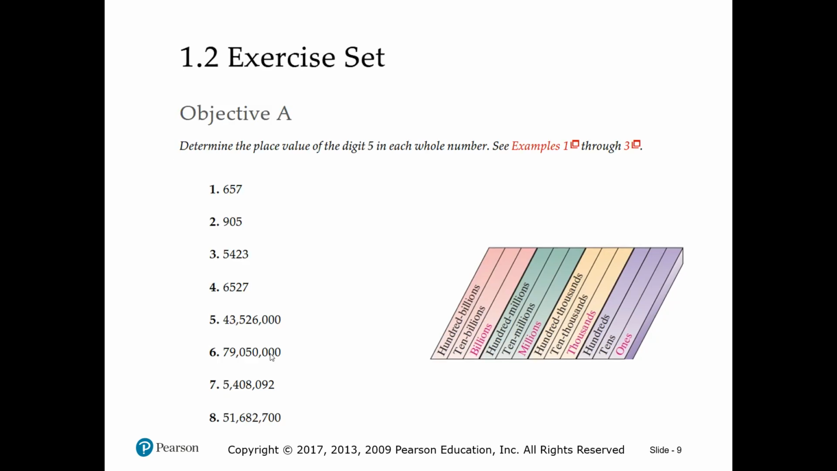Okay, finally, now here's the big one. This is the final practice. Here, you have to determine the place value of the digit 5 in each whole number. So look at the table for reference, and then go ahead and dive in and answer these as well.